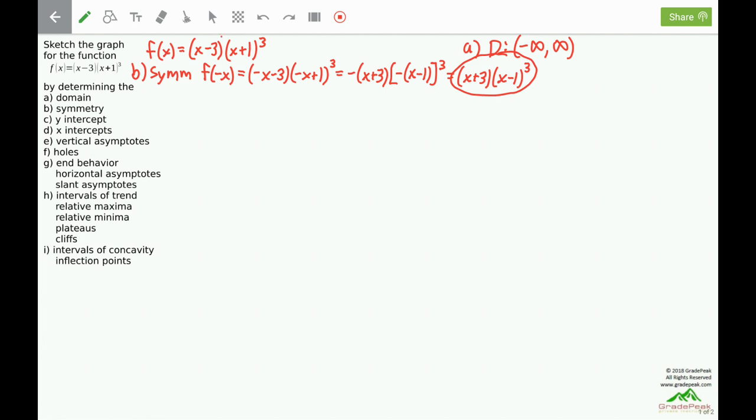Comparing this result to the original, the x's have the same sign, but the constants have opposite sign. Since the constants have opposite sign, this does not equal the original function f of x, and it will not have y-axis or even symmetry. Since the x's are the same sign, it will not equal the negative of the original function, and it will not have origin or odd symmetry. So for symmetry, it will have none.